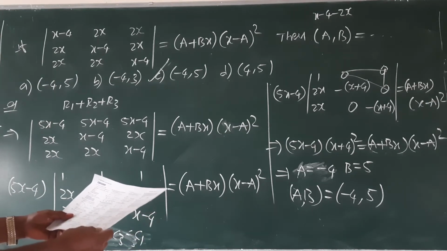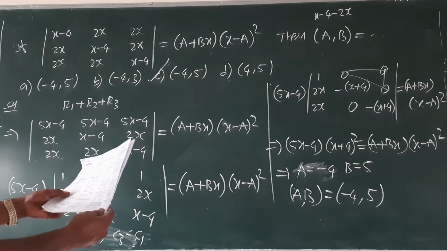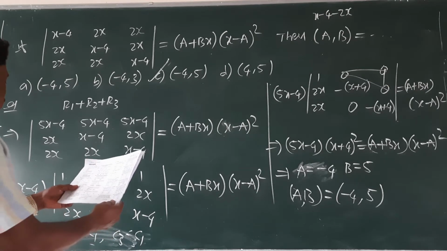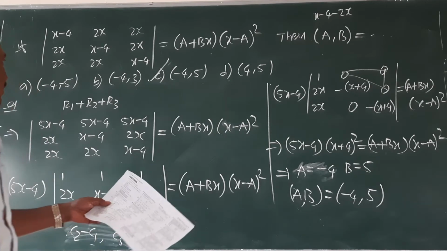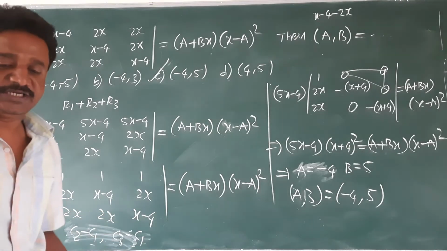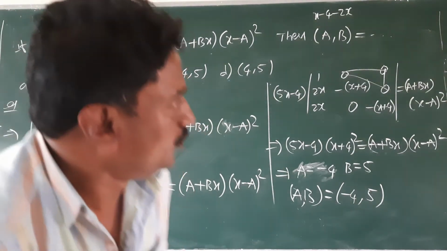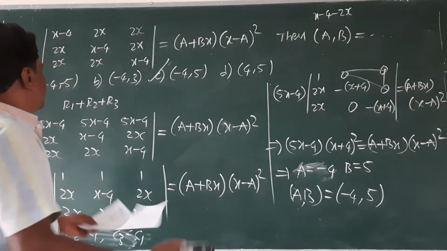Minus 4 comma 5. So we have two options now. So write: this is (−4, −5), and (−4, 5). I hope you understood, students. Let us go for solving one more question.